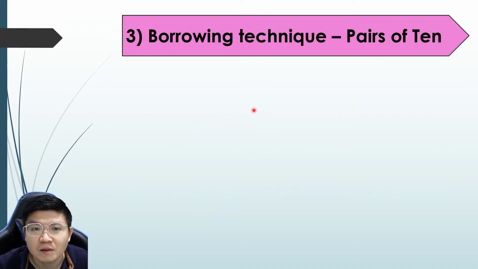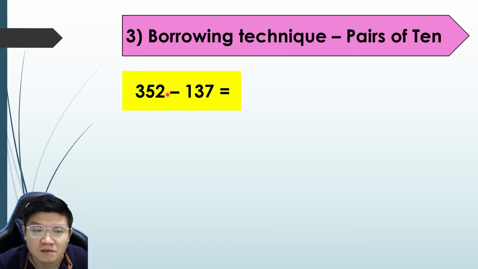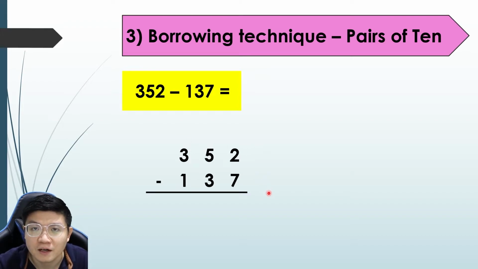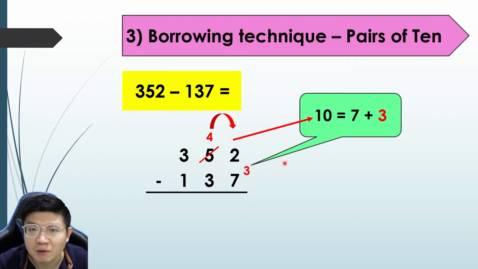The third tip that I want to share with you is the borrowing technique which involves pairs of 10. Now, this is a given number sentence, 352 minus 137. So the first step, we arrange them in proper standard form, right? We start from the right-hand most, which is ones. 2 minus 7, not enough. We borrow from the 5 here, so it becomes 4. And usually we add 10 to this 2 and it becomes 12. But this time, this 10 we are not going to add.